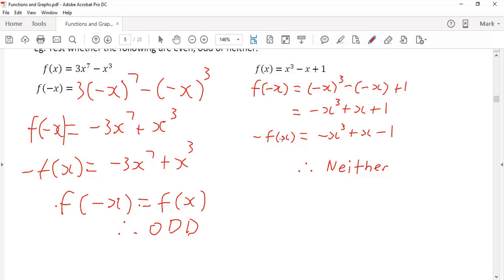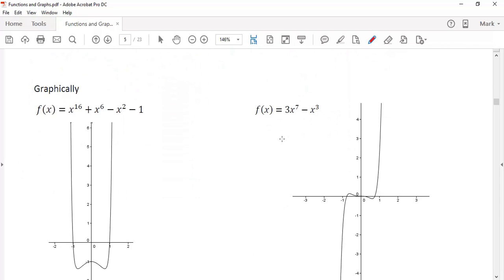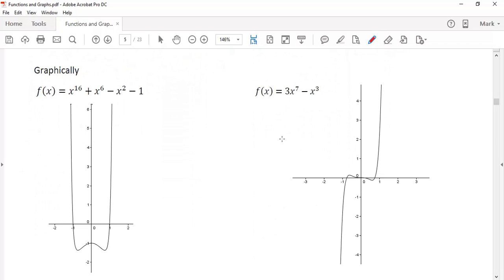Alright, so you guys should have got that it's neither. There's the working out if you didn't get it. But before we finish this off, these graphs are pretty much what we proved, the questions we just proved. The first one is even because it's symmetrical about the y-axis.